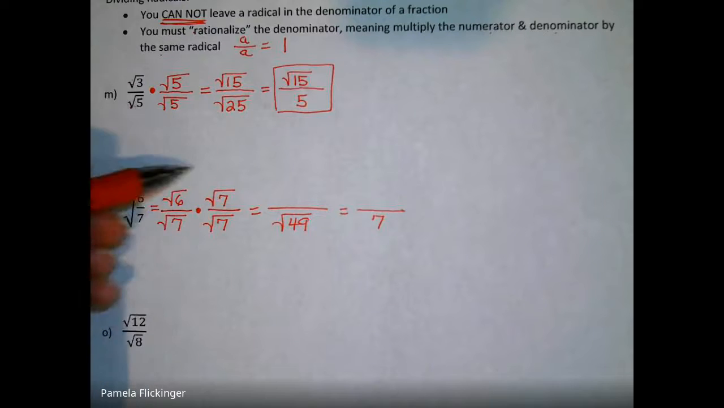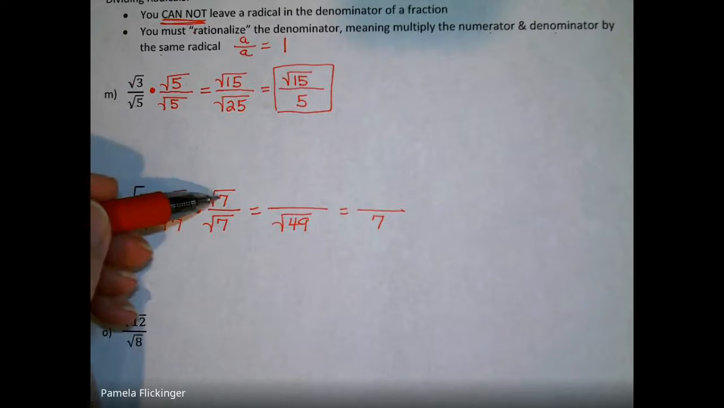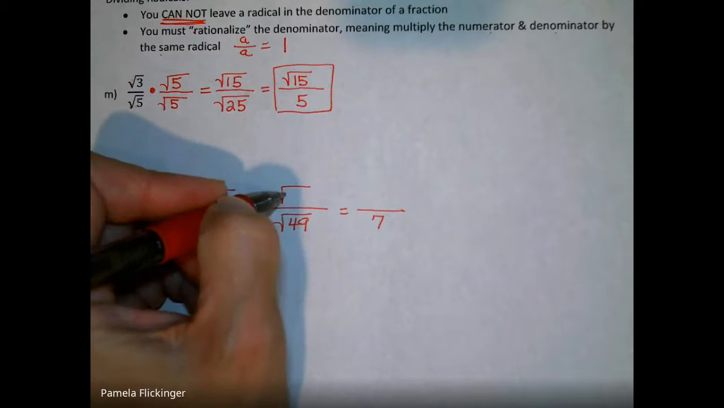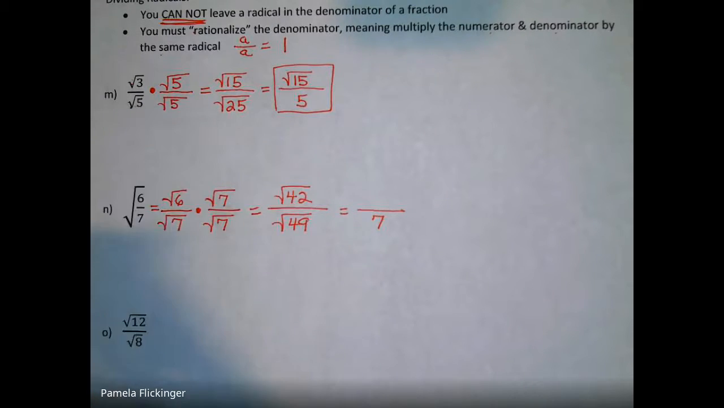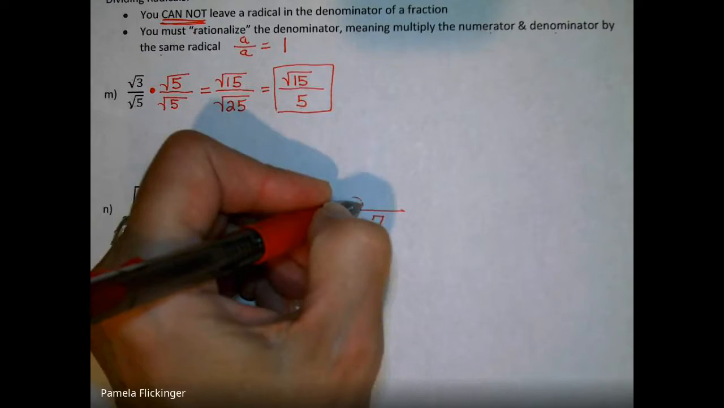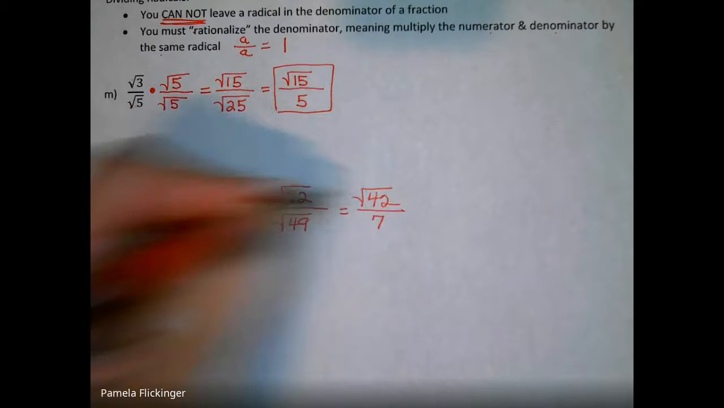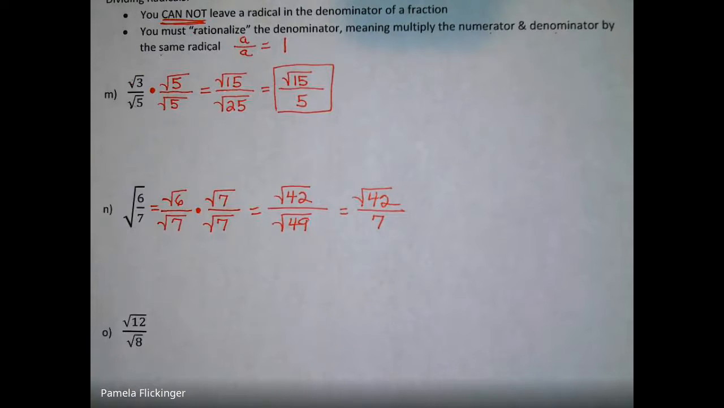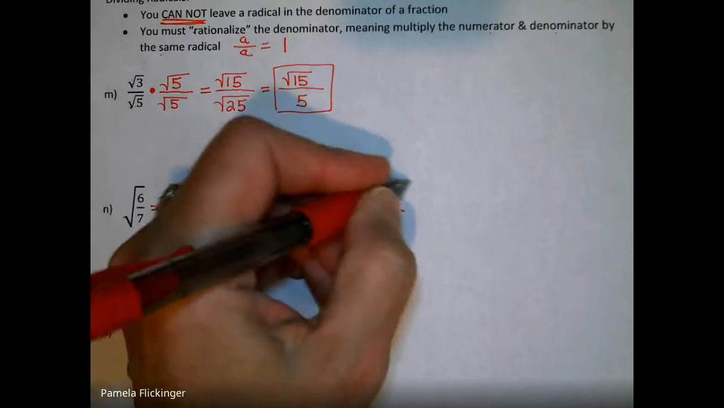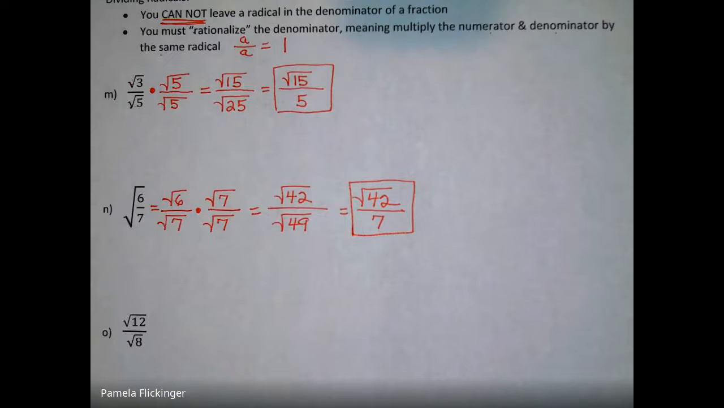Now I have to go back and do the math in the numerator. So the square root of 6 times the square root of 7 is the square root of 42. And if I look at my list, you want something to go into 42, but it actually does not. Right? I could do 2 times 21, but neither of those are perfect squares. And we have to have a perfect square in order to simplify.